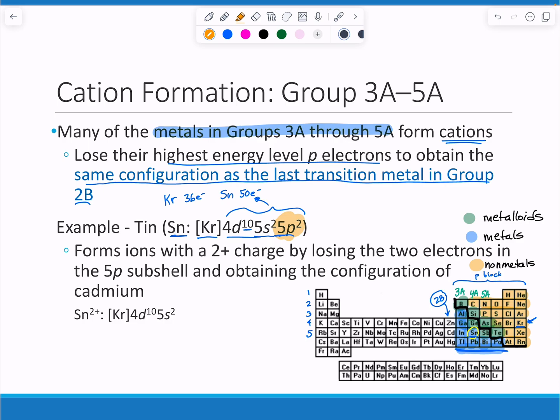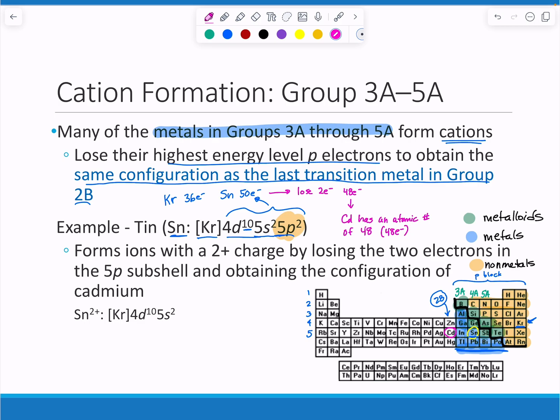Okay, and so we are going to lose those 2 electrons. If we're starting with 50 electrons and we lose 2, we're going to have 48 electrons. What is element 48? That happens to be cadmium. Cadmium has an atomic number of 48, so it's got 48 electrons.